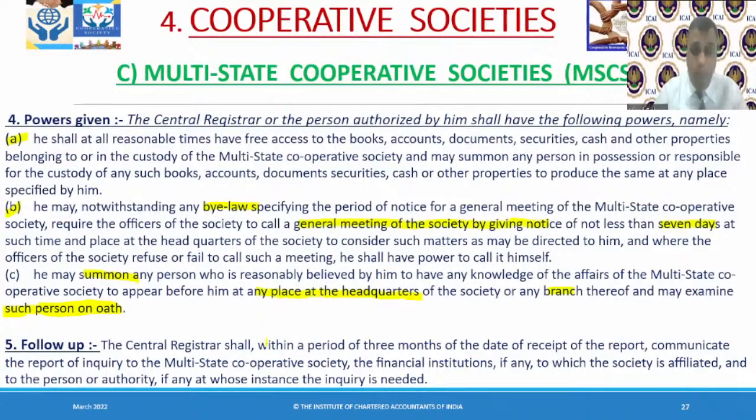So he'll give a report to the central registrar. The registrar will follow up within a period of 3 months with the committee and will communicate this report to the multi-state cooperative society as well, to the financial institutions with which the society is affiliated. The society must have taken a loan from some bank or financial institution. The registrar will give the report of this inquiry conducted by him to those financial institutions as well, within a period of 3 months of the date of receipt of the report by the person who has been authorized by the registrar to make an inquiry. Inquiry into the business, inquiry into the working of the organization. You know, all inquiry, asking questions, clearing certain doubts.